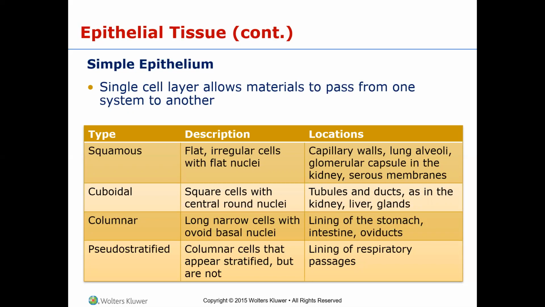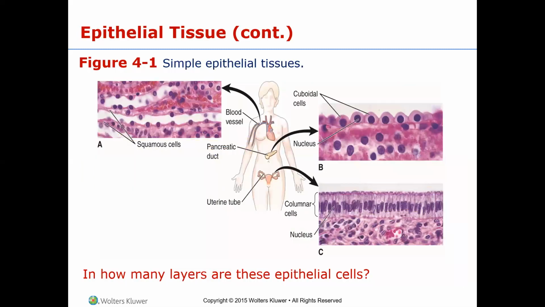The cuboidal cells are square and they have a round nuclei. They're found in tubes and ducts, such as the kidney, the liver, and glands. And then the columnar are long and narrow, and they have an oval nuclei, and it can be found in the lining of the stomach, in the intestine, and the oviducts. The pseudostratified are only found with the columnar cells, and they appear to be stratified, meaning more than one layer, and they're not, and they line respiratory passages.